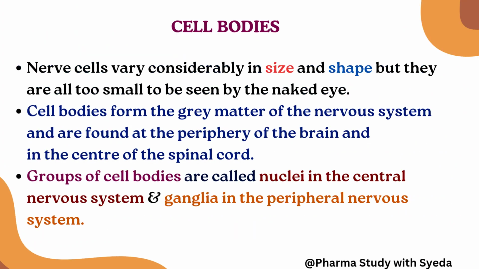Let's understand the cell bodies. Nerve cells vary considerably in size and shape, but they are all too small to be seen by the naked eye. Cell bodies form the gray matter of the nervous system and are found at the periphery of the brain and in the center of the spinal cord. Groups of cell bodies are called nuclei in the central nervous system and ganglia in the peripheral nervous system.